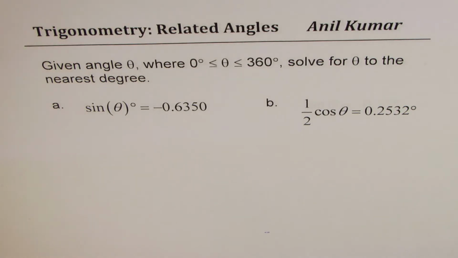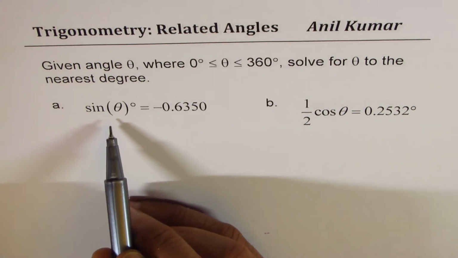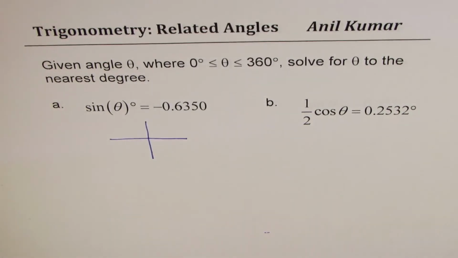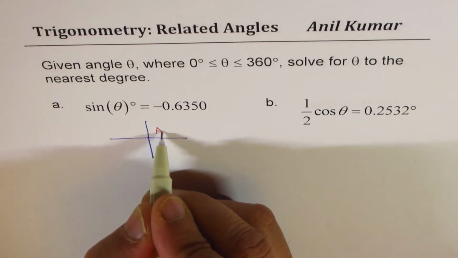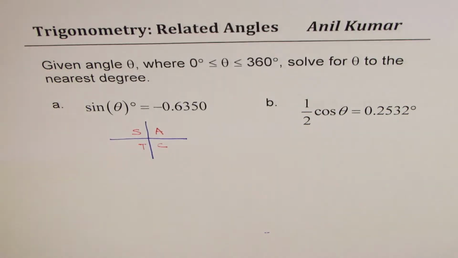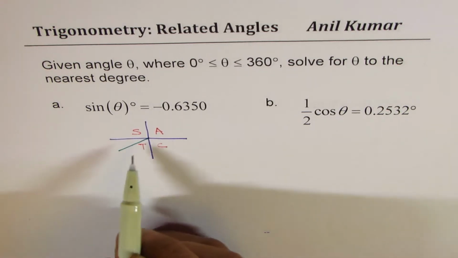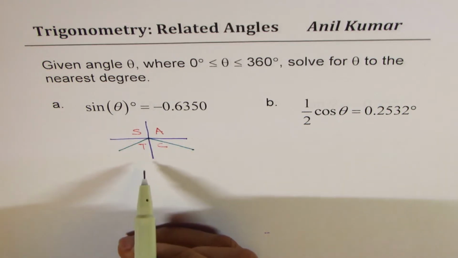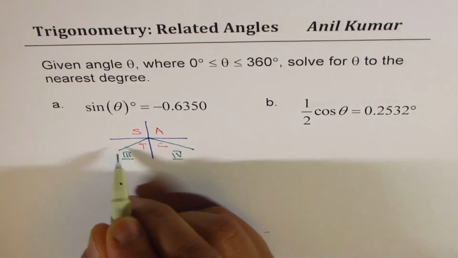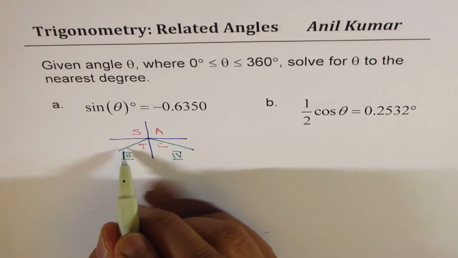Let us try to understand the situation. The first one here is that sine theta is a negative value, correct? That really means what? If you apply the rule, all are positive in quadrant 1, sine is positive in quadrant 2, tan in 3, and cosine in 4. That really means that we are looking for two solutions for a negative value of sine theta. That is to say, we are in quadrant 3 or in quadrant 4. So the first step is to decide what the possible angles are. So the possible angles are in quadrant 3 or 4.